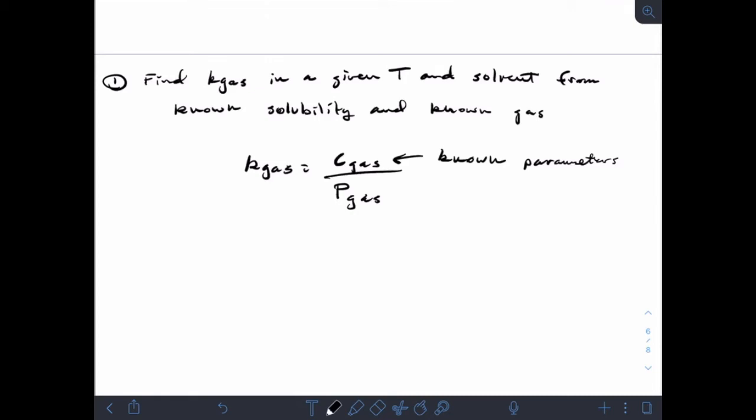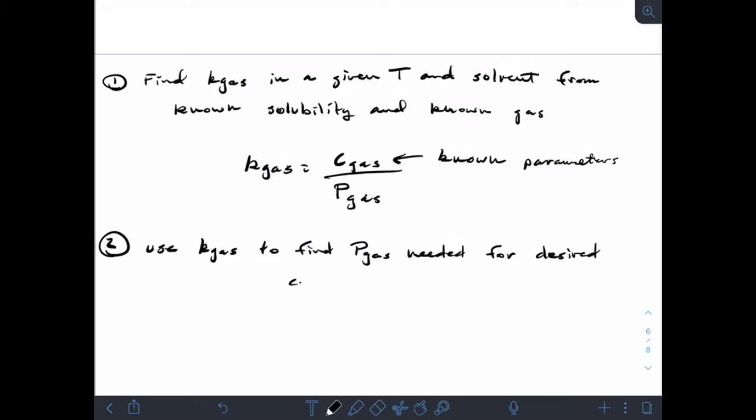Now the next thing to do, once we know K gas, we can use it to find the pressure of the gas for a desired concentration, or C gas.